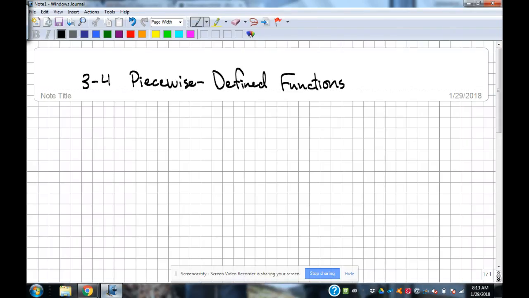Piecewise defined functions are functions that have pieces. Seems like a no-brainer, right? With piecewise defined functions, and some of you have seen this in Algebra 2.